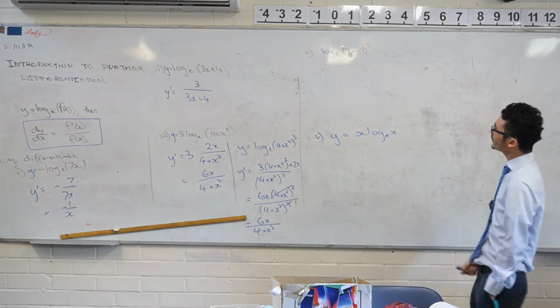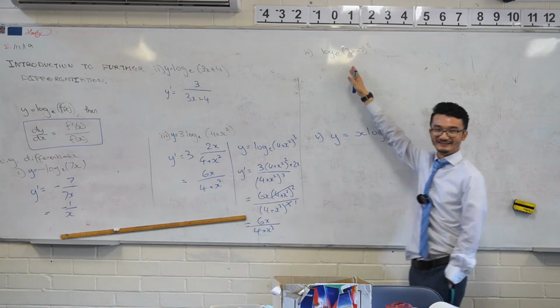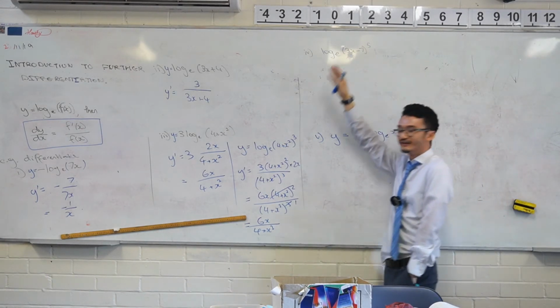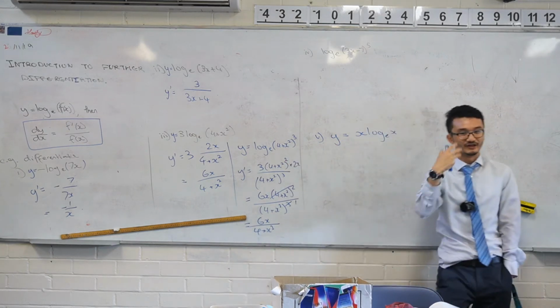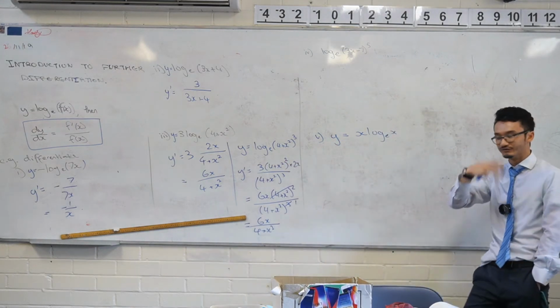Try for this one now. This one here, if we were to use our chain rule, we can see that we're going to run into some problems. So maybe have a go at rewriting it in a different way.